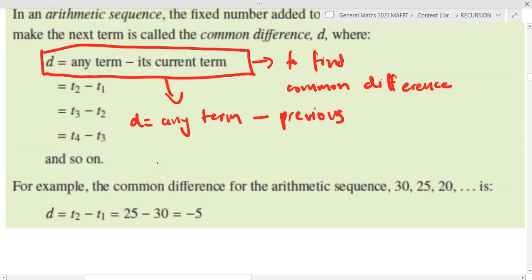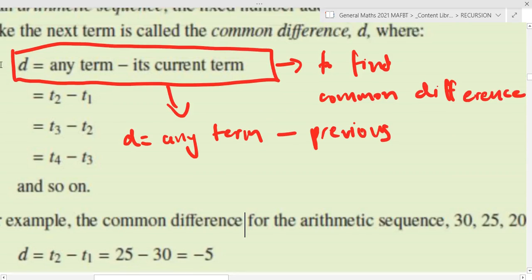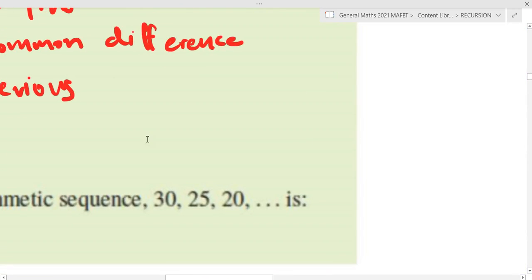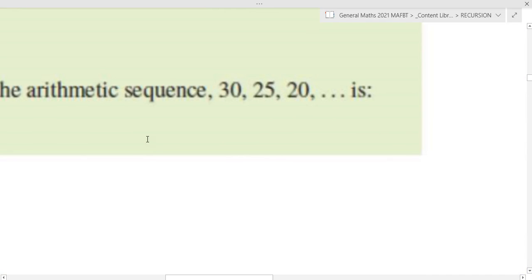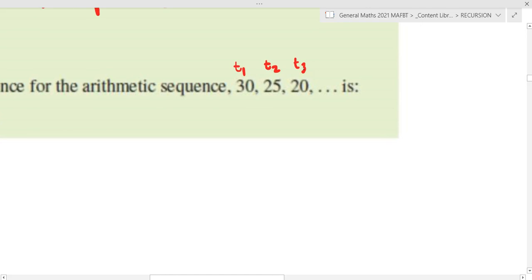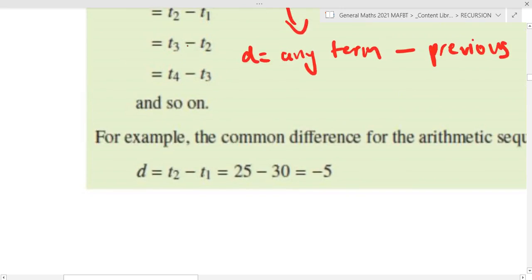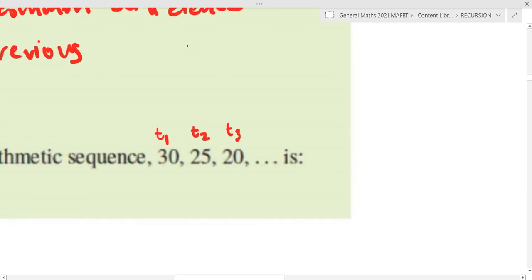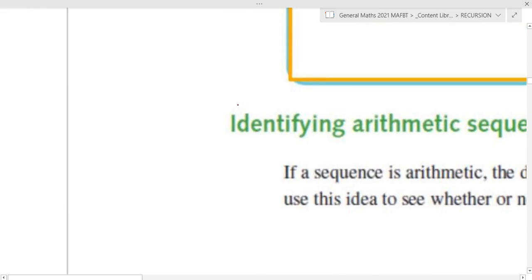So for example down here, let's label this sequence. If I want to label this sequence, 30 is going to be called what? T1. Number 25 is called term 2, and number 20 is called T3. So if I want to find the common difference, and I'll make my own example here, if I want to find my common difference for this, let's go.